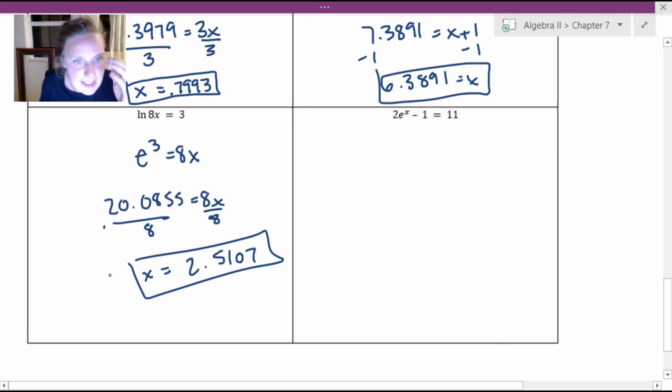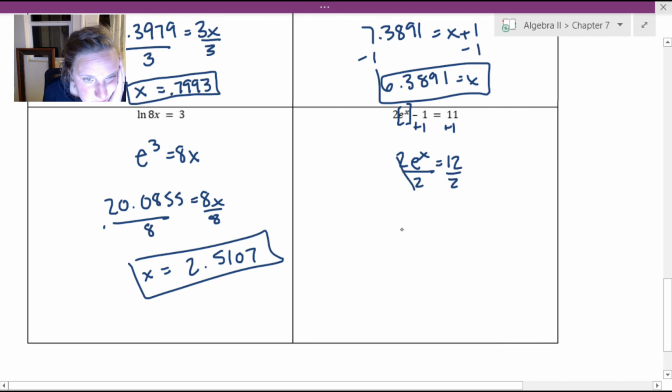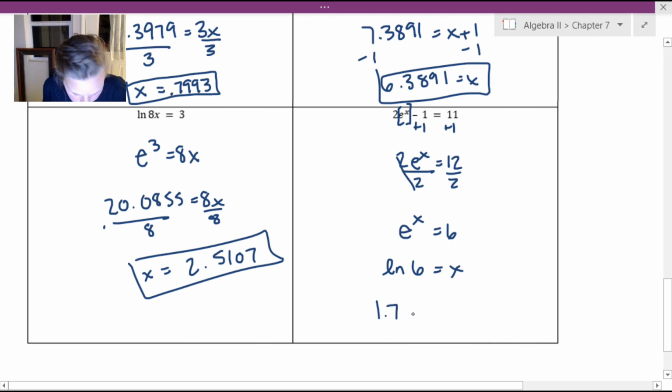All right. And last but not least, we got to isolate e to the power of x. So to do that, first I'm going to add 1. So I get 2 e to the power of x is equal to 11 plus 1 is 12. And then we divide by 2. So I get e to the power of x is equal to 12 divided by 2 is 6. And then now we're rewriting it. Natural log of 6 is equal to x. Natural log of 6 is the answer, and it's a decimal. It is 1.7918. I know you're impressed that you think I know that off the top of my head. I didn't. I used a calculator, and I'm encouraging you to use a calculator too.